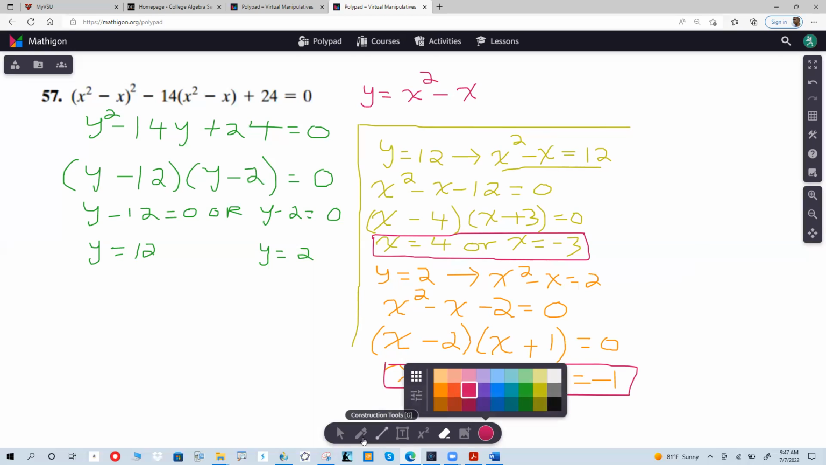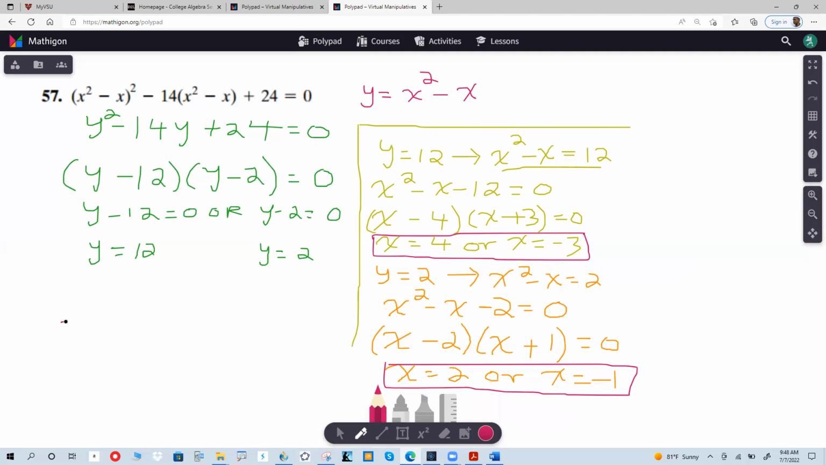How are you going to write the answer on the exam? The best way to write it, I'll tell you what I mean: 4, -3. The order really doesn't matter.